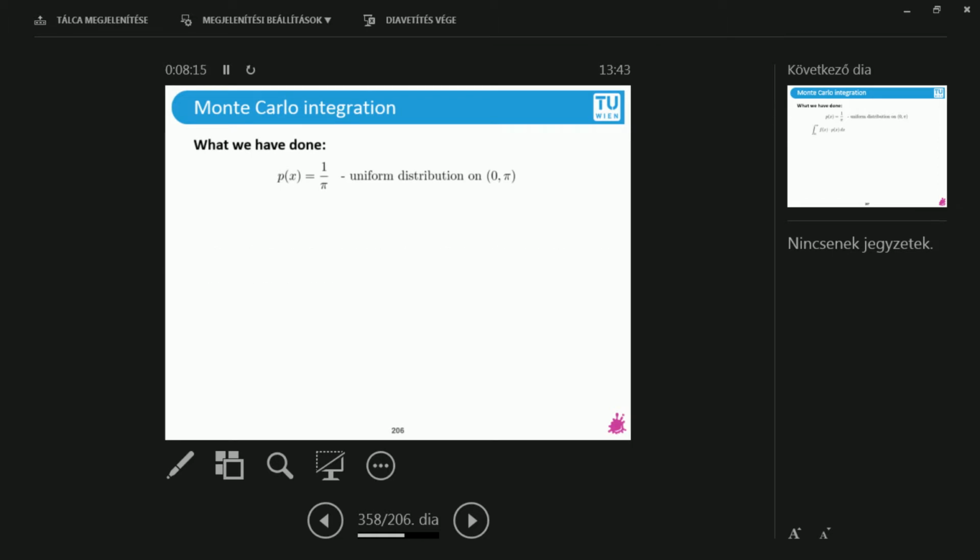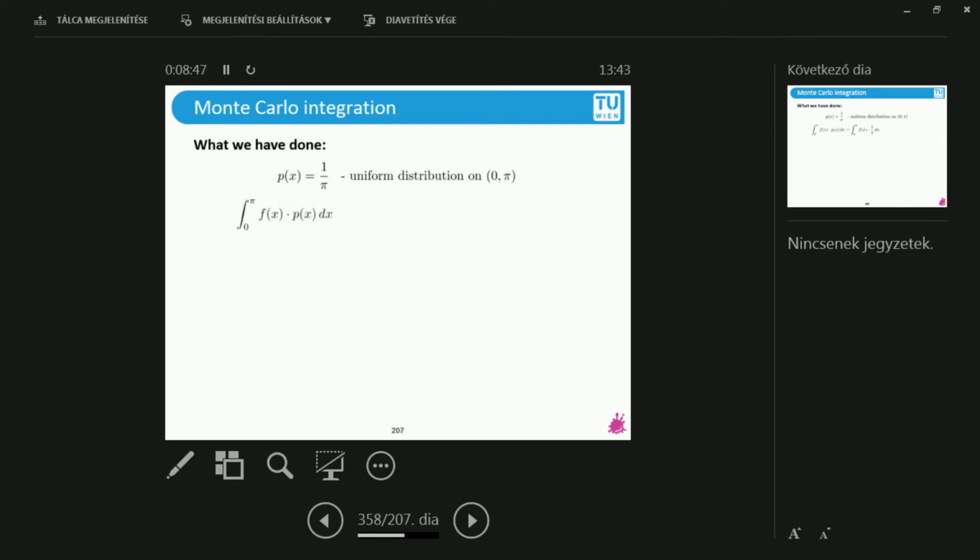So imagine that we sample a function with a uniform distribution on 0 to pi. What does it mean? I have an interval from 0 to pi, and I generate random numbers on it, and every single number has the very same probability. So this function would look like 1 over pi, regardless of x, because it doesn't matter which part of the domain I choose, it will have the same probability to be chosen.